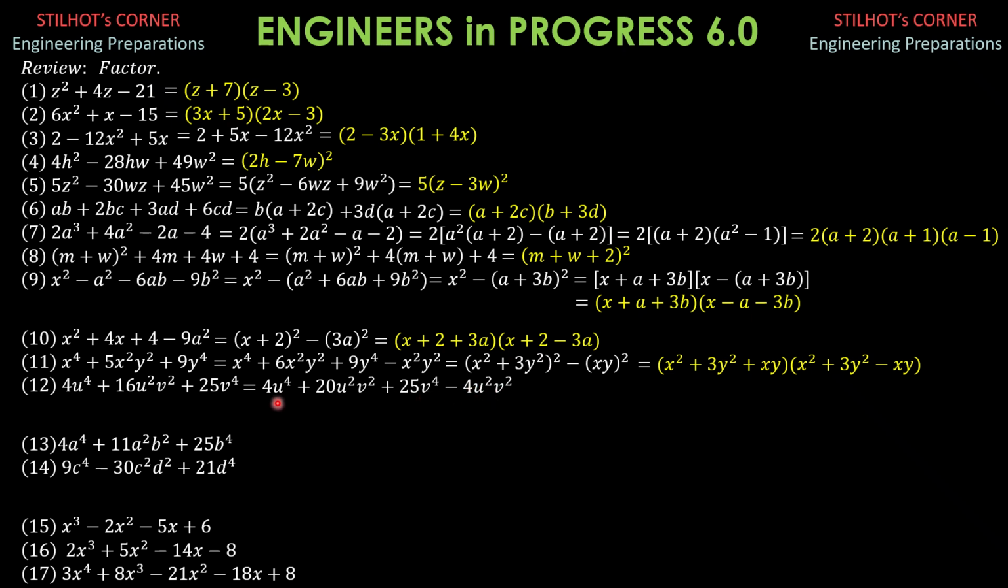The first three terms are terms of a perfect square trinomial, which is factored into 2u squared plus 5v squared quantity squared, then this is minus 2uv quantity squared. So 2u squared plus 5v squared quantity squared minus quantity 2uv quantity squared. So we have a difference of two squares. Factors are quantity 2u squared plus 5v squared plus 2uv and quantity 2u squared plus 5v squared minus 2uv.